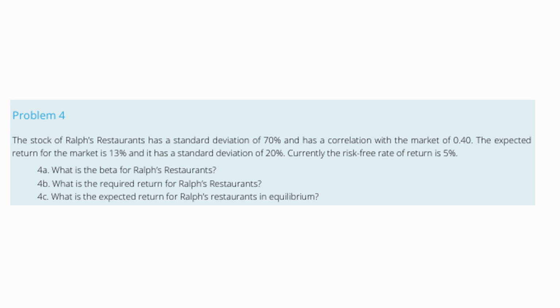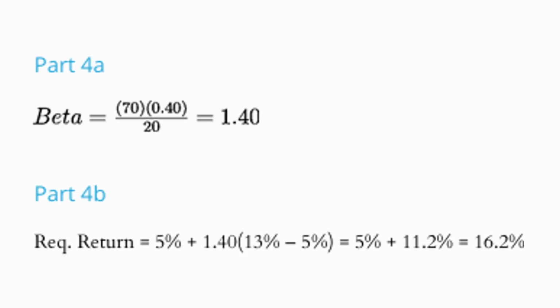The stock of Ralph's Restaurants has a standard deviation of 70% and the correlation with the market of 0.4. The expected return for the market is 13% and standard deviation 20%. The risk-free rate is 5%. Find beta, the required return, and expected return.